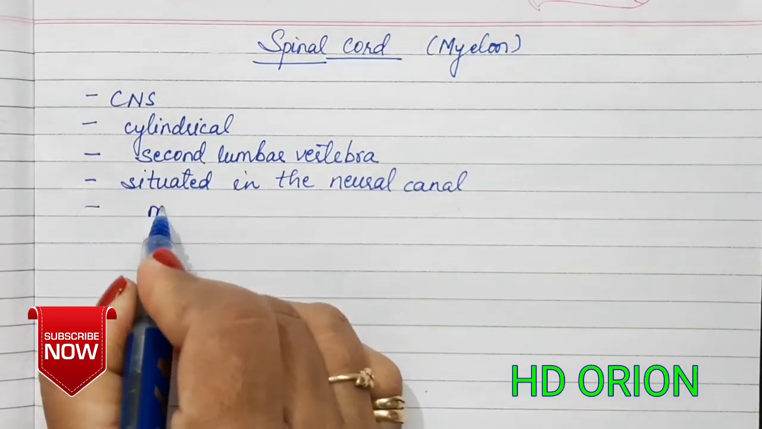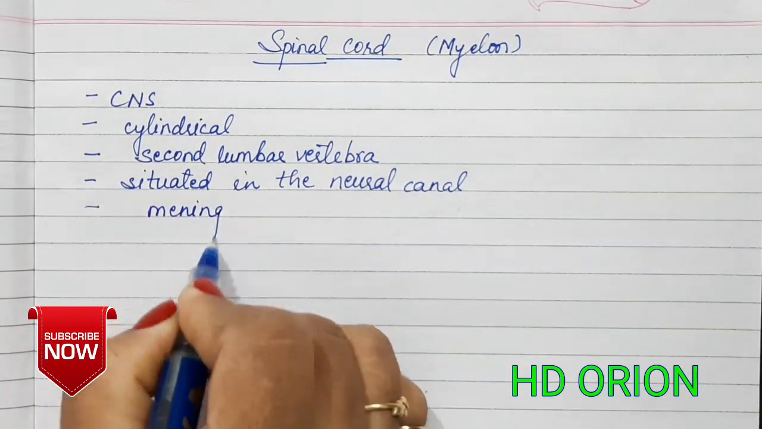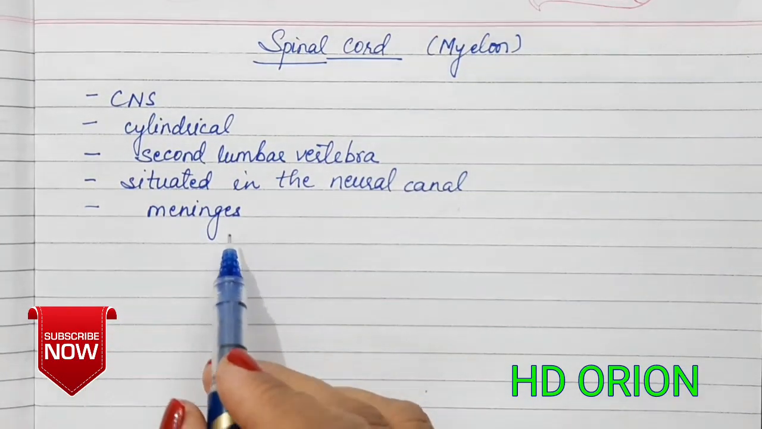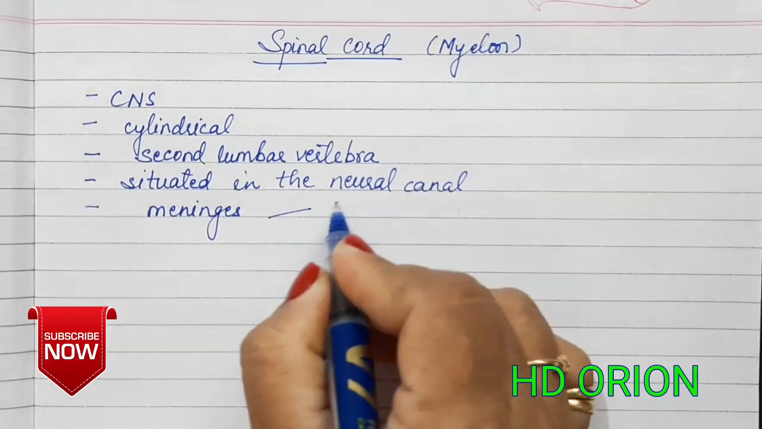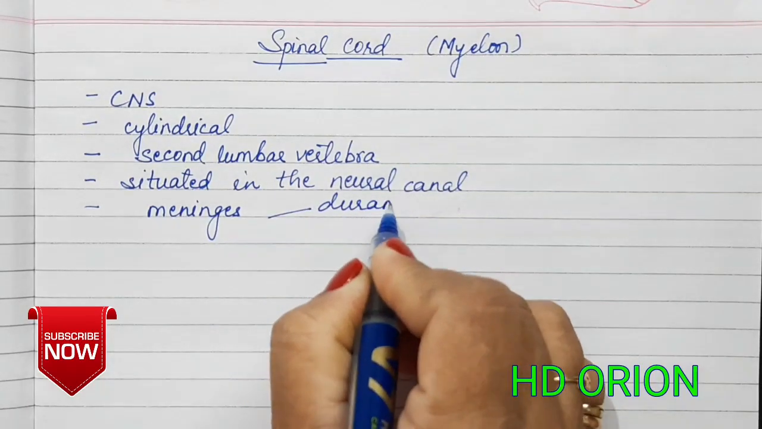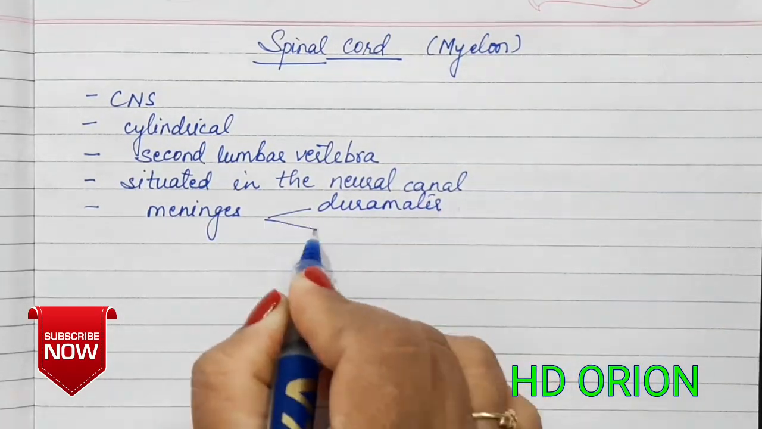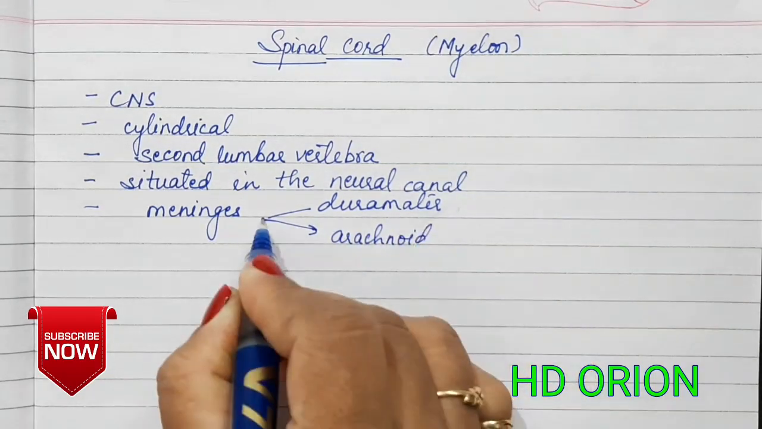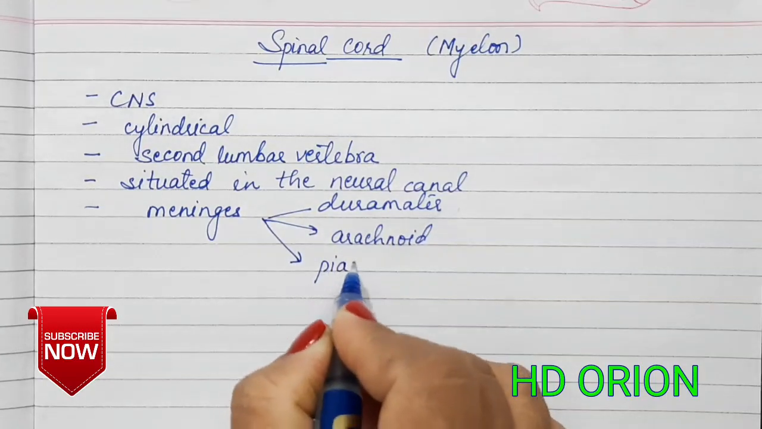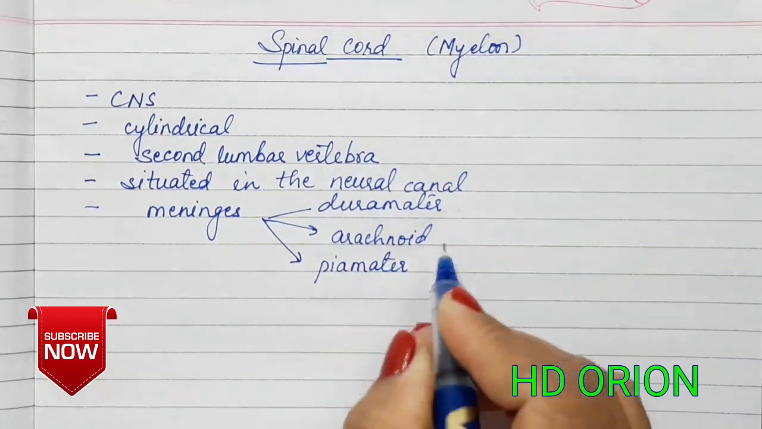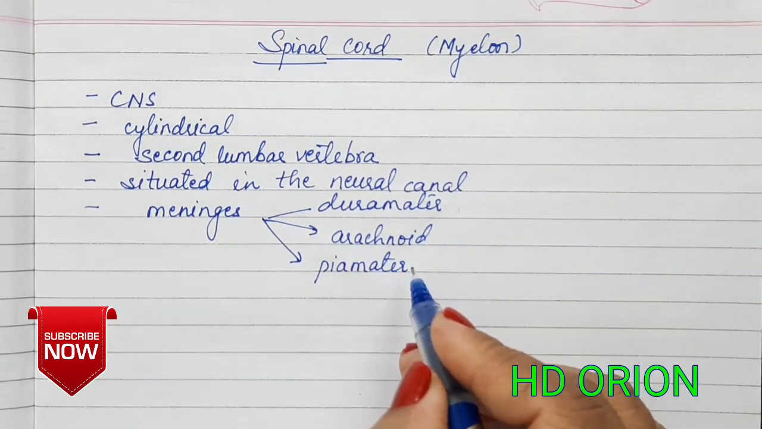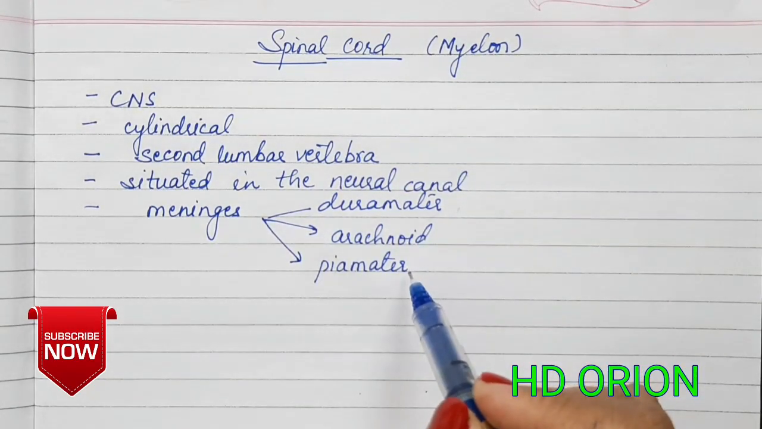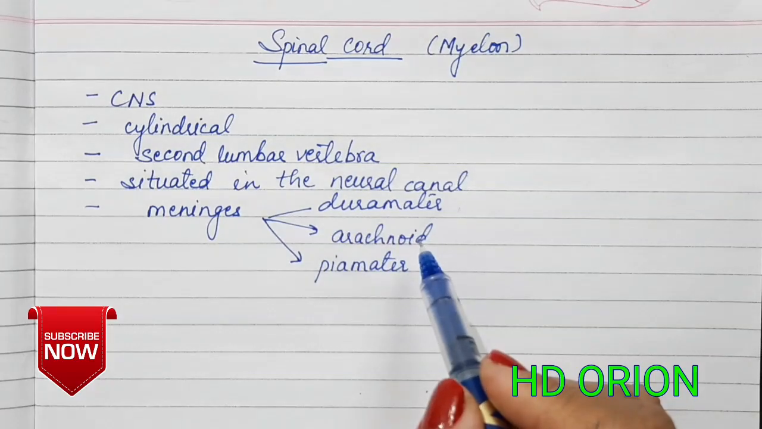Like the brain, it is also covered by the meninges. There are 3 meninges. I have explained it in my previous videos. You can push the I button to know about the meninges. These meninges are dura mater, arachnoid, and pia mater. In between these 3 meninges, the cerebrospinal fluid is found. So the same arrangement as in the brain, the meninges are found in the spinal cord.